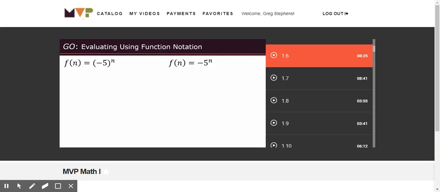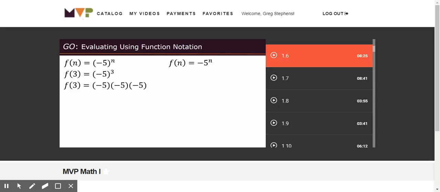Here is another example. What is the difference between f of n equals the quantity negative 5 to the n and f of n equals negative 5 to the n, given the instruction to find f of 3? When the negative sign is inside the parentheses, it is being raised to the same power as the 5. The notation f of n equals negative 5 to the third means to multiply negative 5 times itself 3 times. Negative 5 times negative 5 times negative 5 equals negative 125.